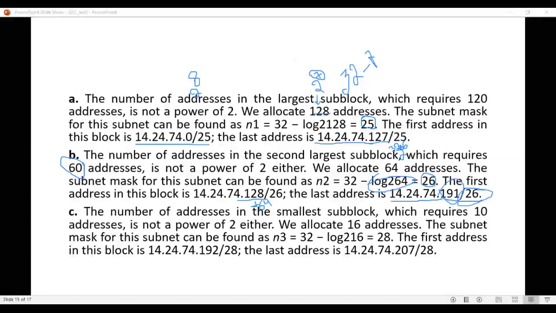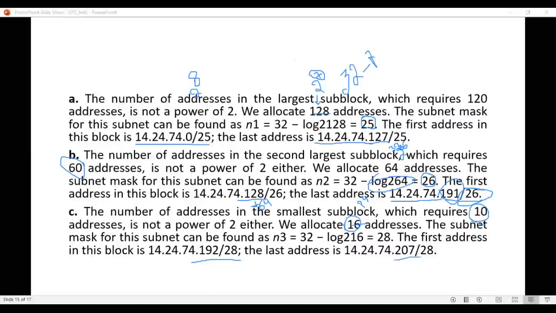Next, the third number of addresses in the question was given as 10, but 10 you cannot assign. So you have to represent it in the form of a power of 2. That is, you can take 16, which is 2 raised to 4. So 4 bits to represent 16 addresses. The rest is 32 minus 4, that is 28 bits for the prefix. The last address in the second subnet is 191, so here we will start with 192 plus 16. These 16 addresses you have to accommodate, right?